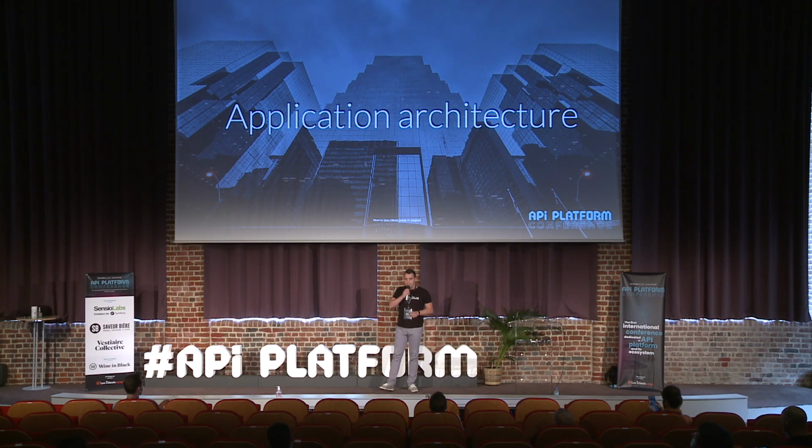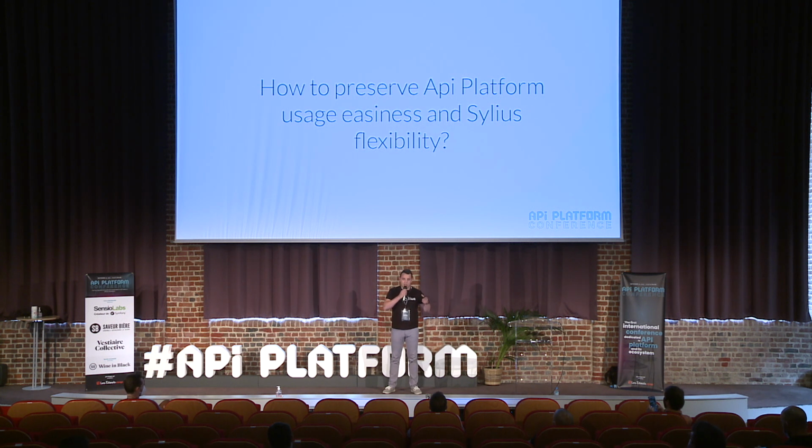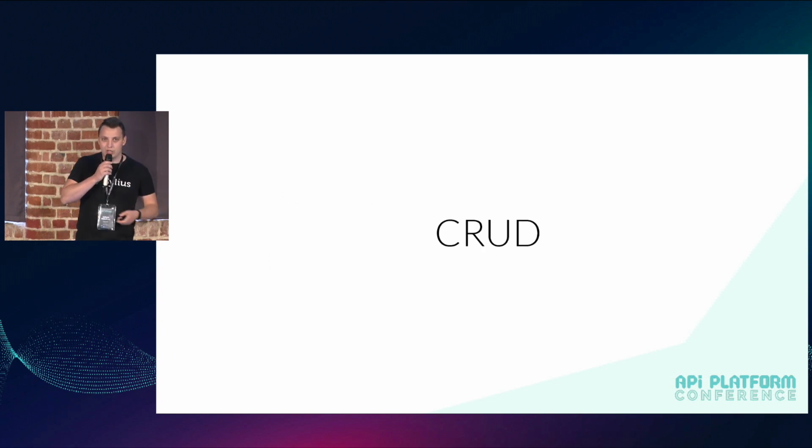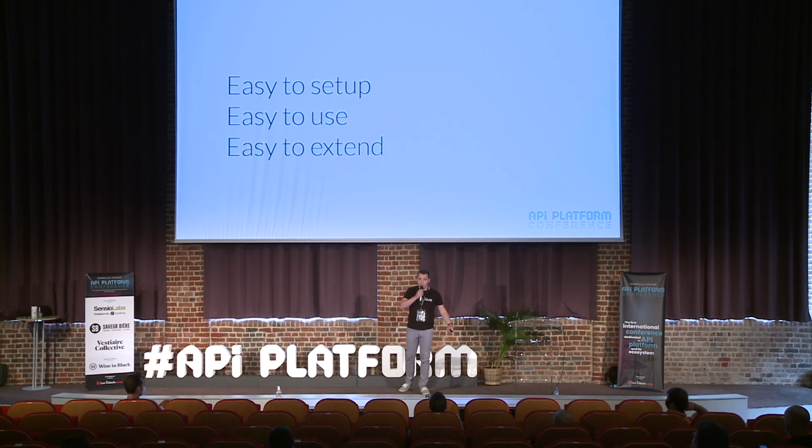But let's take a look into the application itself and the application architecture. The question that we had was how to preserve the ease of use of API platform, yet combine it with Sylius flexibility. First, we of course had to ask how to handle typical operations like create, read, update, and delete. And of course with CRUD, which is the straightforward implementation of API platform, you have something that is super easy to set up, super easy to use, and super easy to extend, because if you need a new resource, you can just put a new resource in with the API platform resource reference, and you're done.